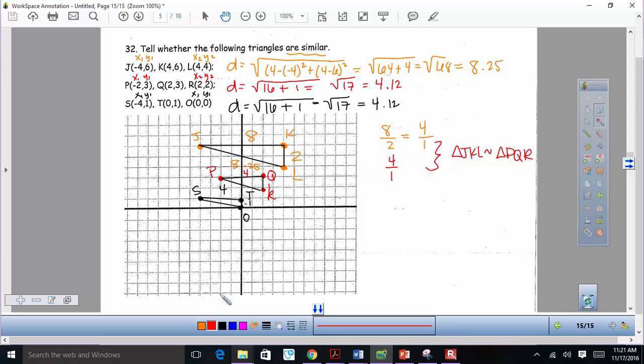Okay? Knowing that the ratio of the sides of JKL is 4:1, what's the ratio of the sides of STO? 4/1. So that means that triangle JKL is also similar to STO, but PQR is not similar to STO because they are actually congruent. Does that make sense? Okay.